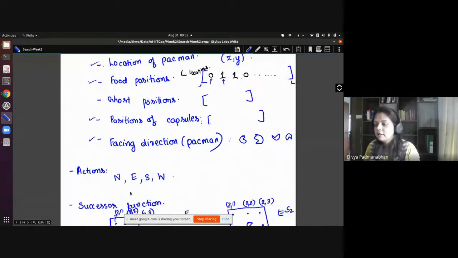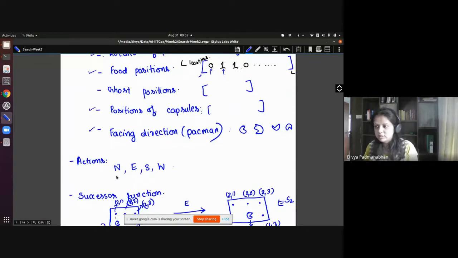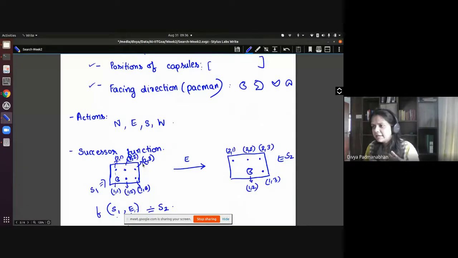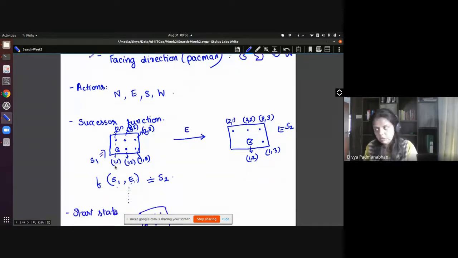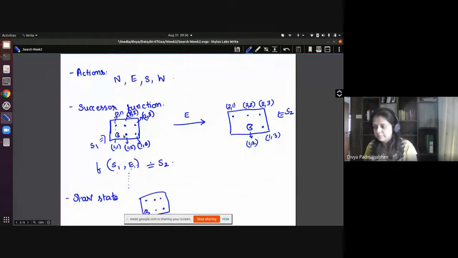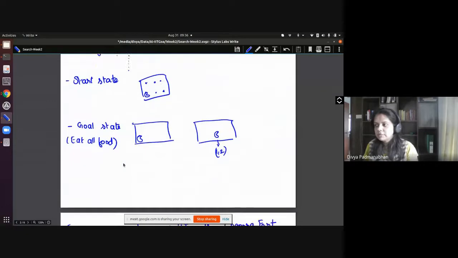So these are some things you write down for each problem, the actions. In this case, it was north, east, south, or west: which way do you go at each location. And we had the successor function, which typically becomes very large because you define it for each state and for each state action pair. So these are some of the things we did.